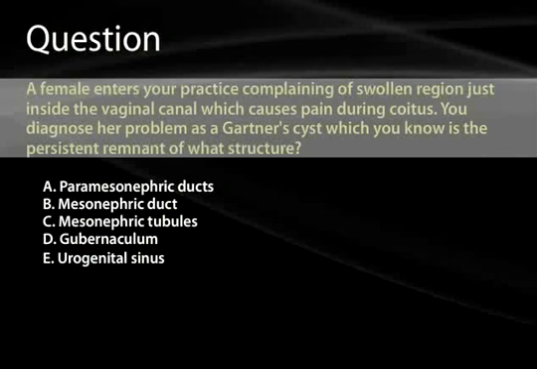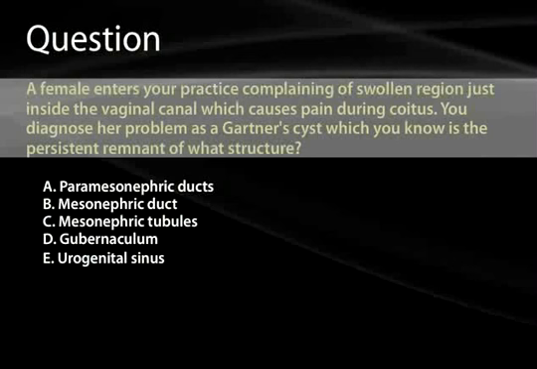Let's ask some questions. A female enters your practice complaining of a swollen region just inside the vaginal canal, which causes pain during coitus. You're diagnosing her problem as a Gartner's cyst, which you know is the persistent remnant of what structure?